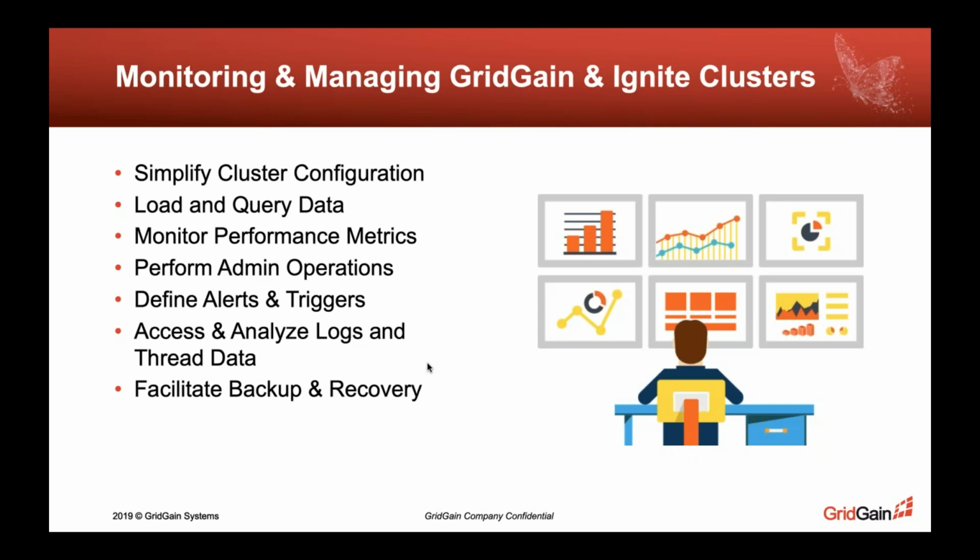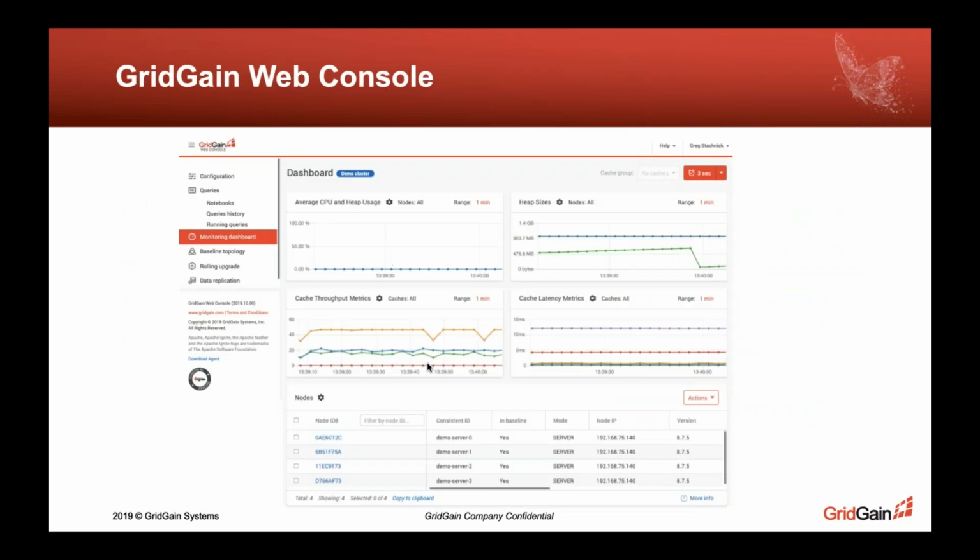And so GridGain and Ignite actually present this data, or these metrics, via standard APIs. So any third-party tool that can support JMX can visualize these metrics from their application, from their grid and their caches. But GridGain also provides a technology-specific tool to help with the administration and monitoring of GridGain and Ignite applications, and it's called GridGain Web Console.